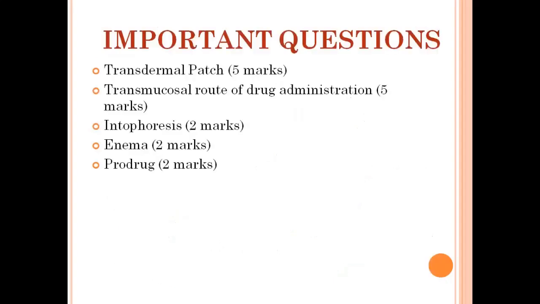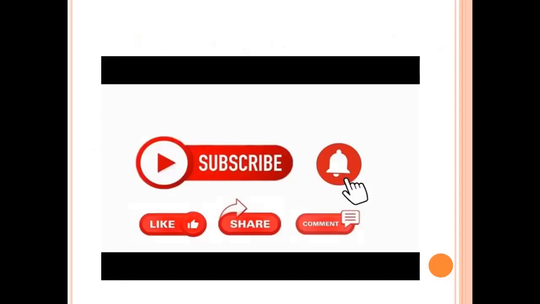The important questions that can be asked from this topic are transdermal patch for 5 marks, transmucosal route of drug administration for 5 marks, iontophoresis for 2 marks, enema for 2 marks, and prodrug for 2 marks.